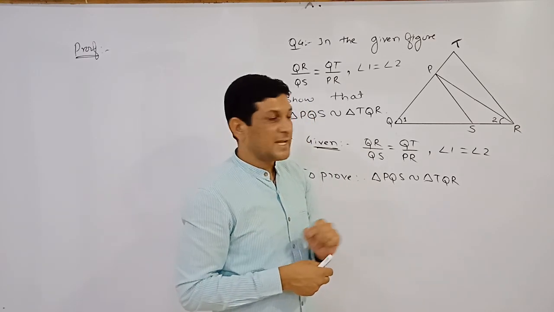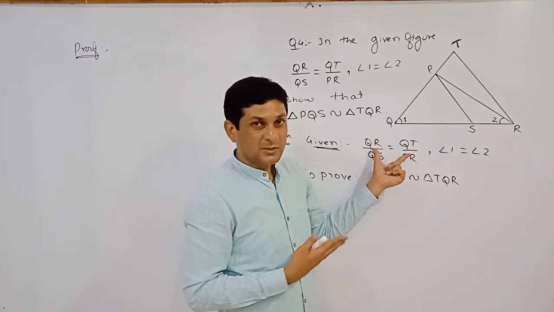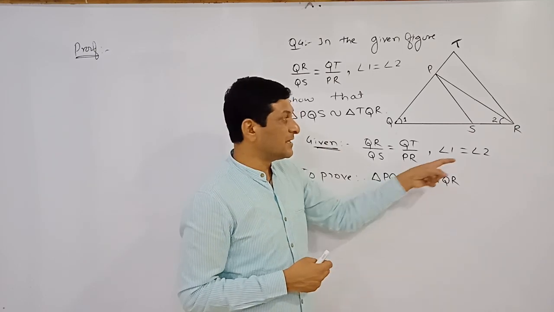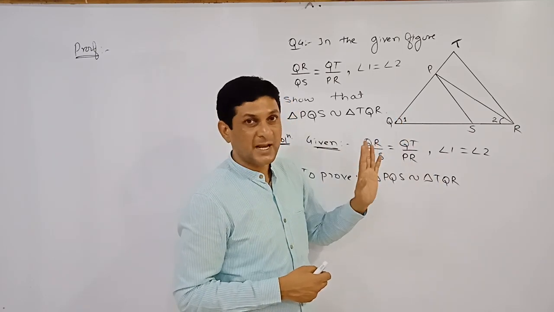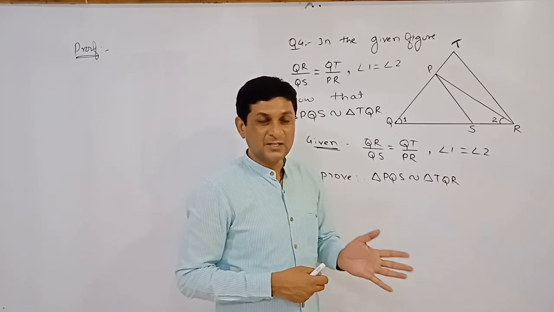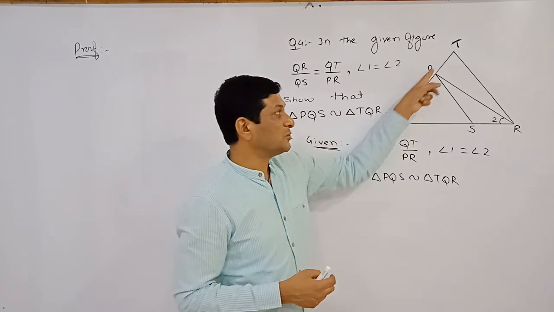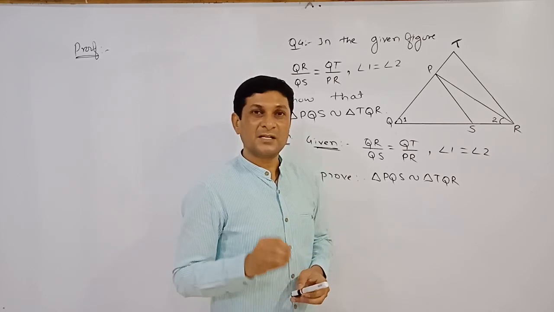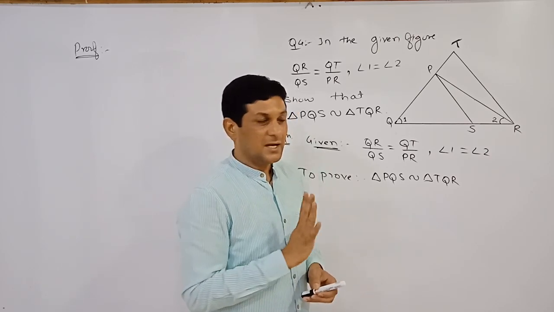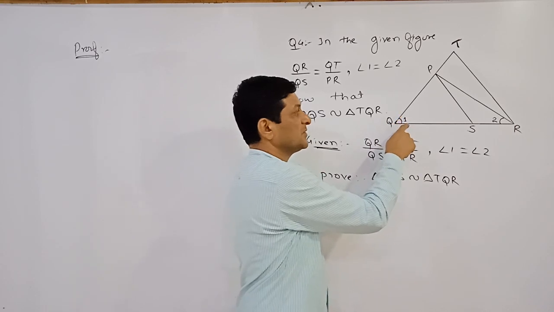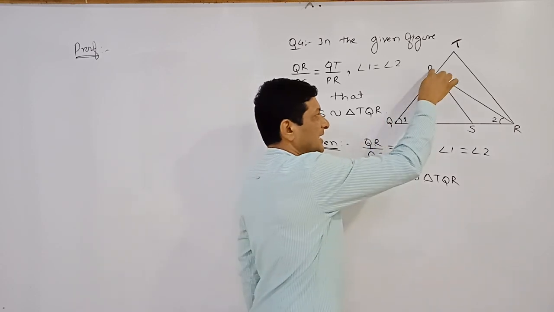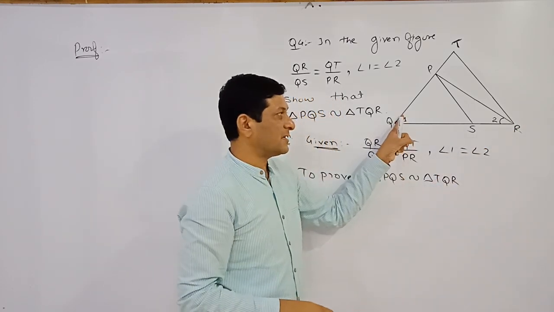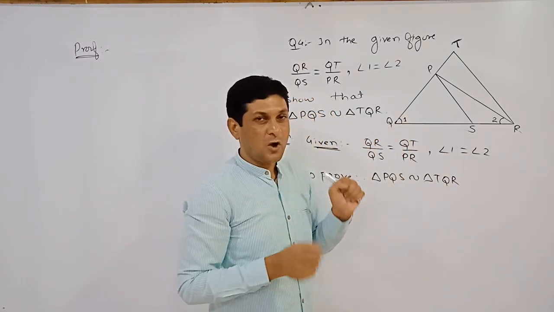If instead of PR, we are able to replace this PR by QP, then we can say that corresponding two sides are in proportion, and one angle is also common. Angle Q is a common angle. Means if one angle is common and two sides are in proportion, at that time we can say that these two triangles are similar by SAS test. Again observe, Q is the common angle in triangles PQS and TQR.